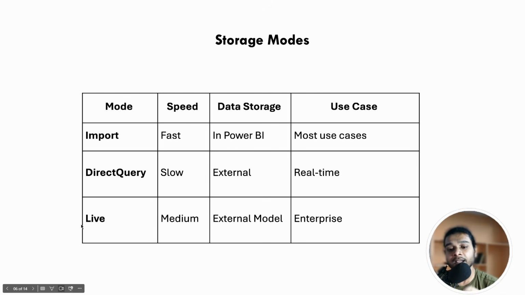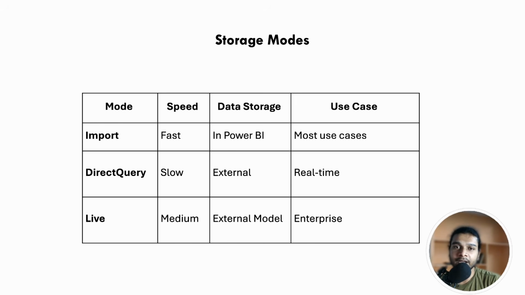Now let's talk about the other one, live. We talked about import and direct query, but Power BI doesn't ask you about live because live is separate from these two modes. We use live to connect to another semantic model. If you don't know what a semantic model is, to be precise, it is just another Power BI model. So using live, you can connect to another Power BI semantic model or any other semantic model like a Google Analytics model, anything like that.